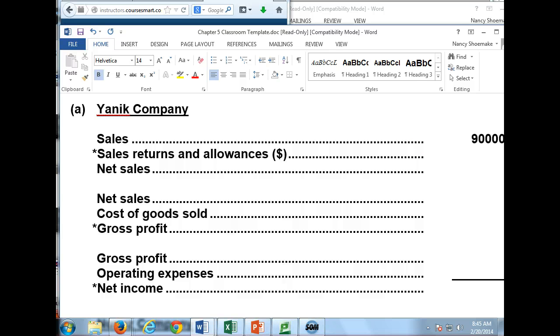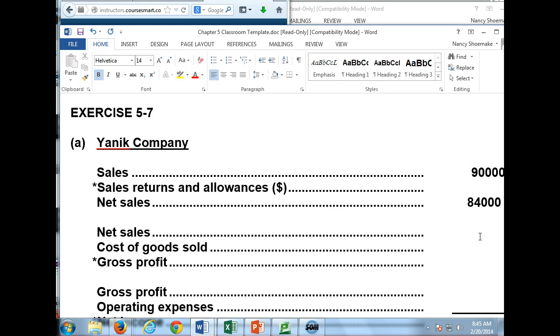What are our sales returns and what other information does it give us? Does it give us net sales? Yep. How much? 84. And if we know our net sales are 84 and our cost of goods sold, does it give us? Yeah, 58,000.